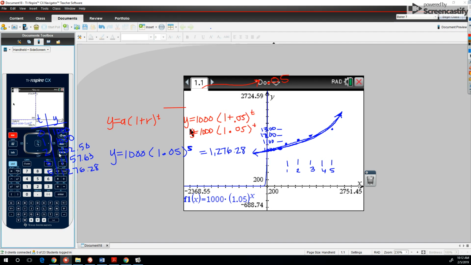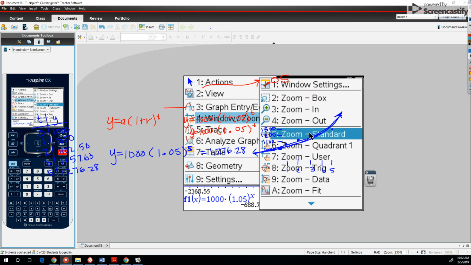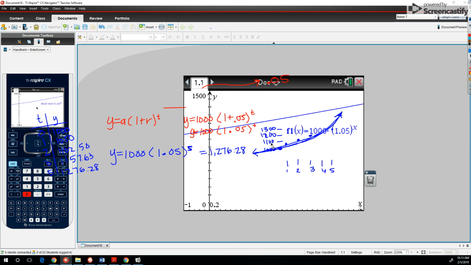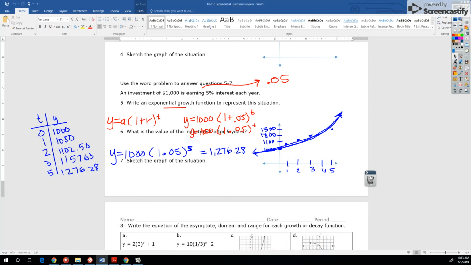Not really what I want to see. Let me change my window. I really don't need to see all that negative on the x because this is time. So I'm just going to start at -1 and go to 6 so I can see all of my... I don't need to see the negatives. Again, this is money, so I'm just going to start at 0. And then my highest y value was at like 1,200, so I'm going to say 1,500. Here's a little bit better. Doesn't look super curvy, but we have a pretty low interest rate there. Okay.